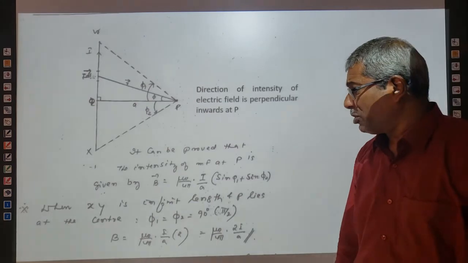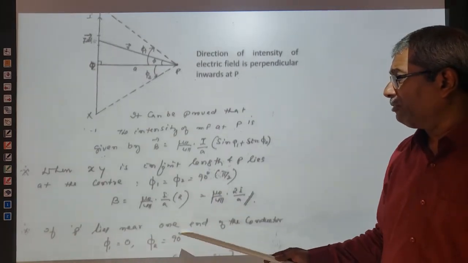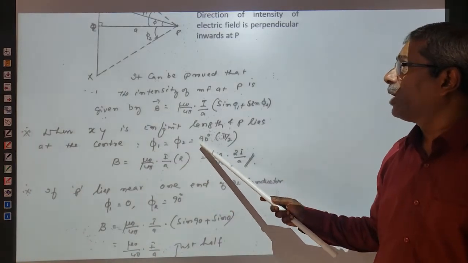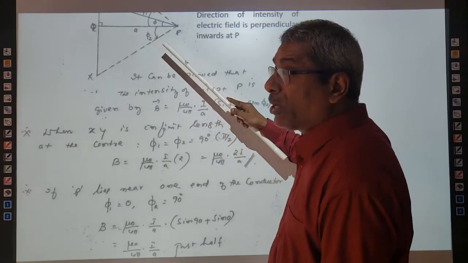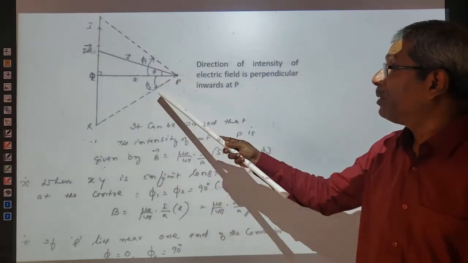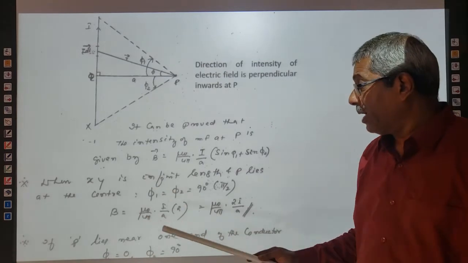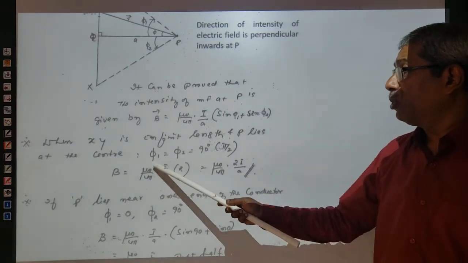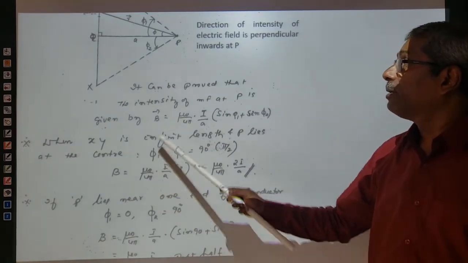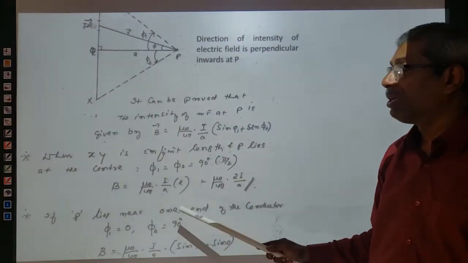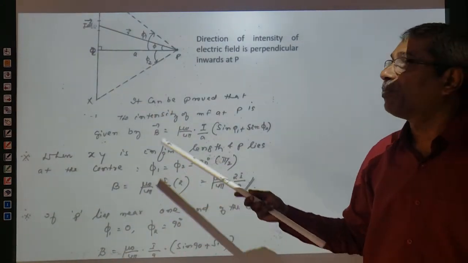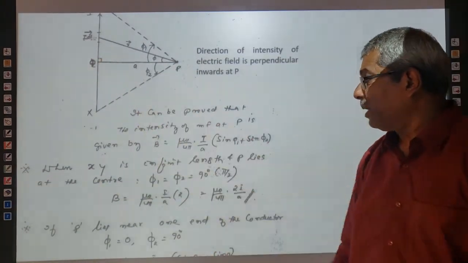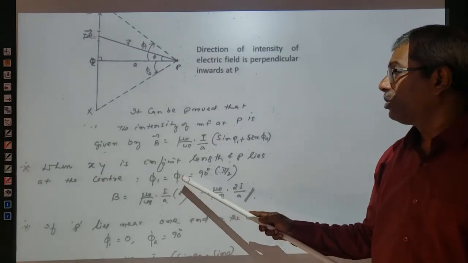For an infinite conductor carrying current, the intensity of magnetic field at the point P is given by, then phi 1 is equal to phi 2 is equal to 90. The conductor becomes infinite means this angle becomes 90 degree. Then the value of intensity of magnetic field at the point P becomes mu0 by 4 pi into I by A. A is the distance of the point P from the conductor. Point P will be at the center, that means the line joining will meet the conductor at the center Q. Phi 1 is equal to phi 2 is equal to 90 degree.